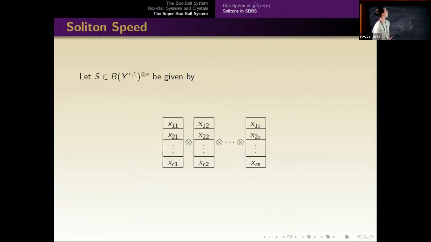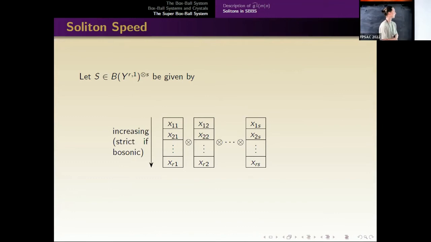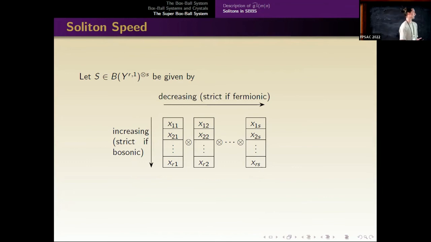Anyway, I'll first talk about the conditions of these objects in order for them to have correct speed. Solitonic behavior means that the object will move with speed corresponding to length. If we have the following object, which is the tensor product of S column tableau, we first impose that it's increasing top to bottom. This is weakly increasing if the values are fermionic and strictly increasing if the values are bosonic. And then we also have the restriction of it decreasing row-wise. This again is strict if the values are fermionic and weak if the values are bosonic.